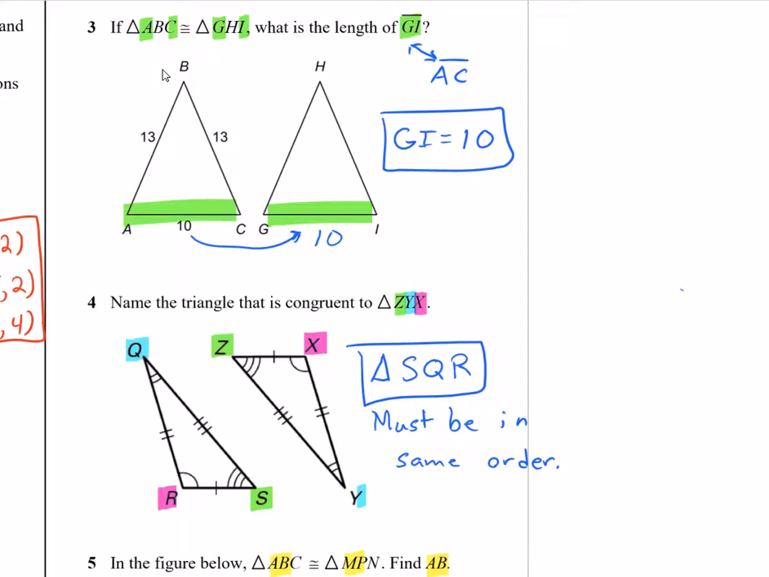So we have to go in the exact same order. We started off with Z, so that's S. Then we went Y, so that is Q. And then we went X, so that is R. So S, Q, R would be the triangle that would be congruent.